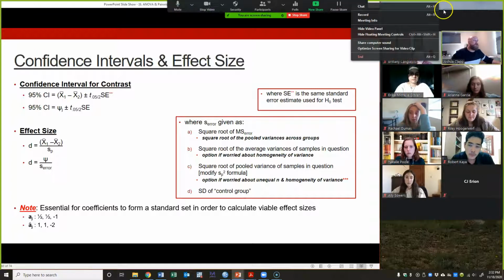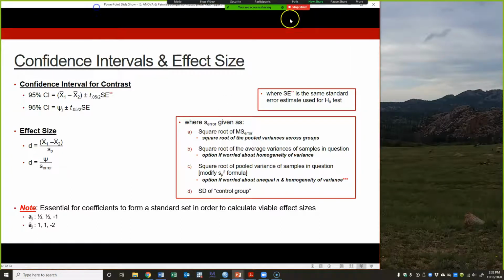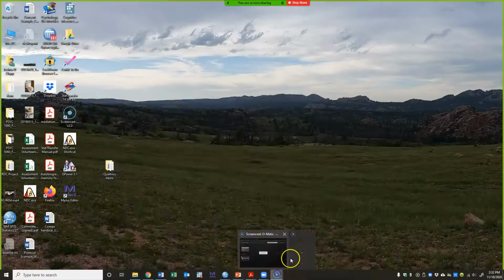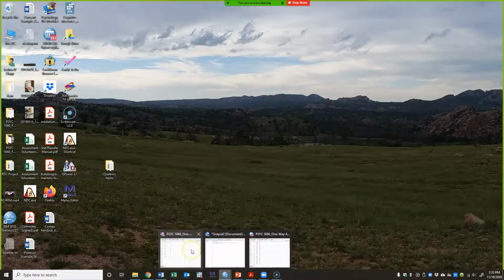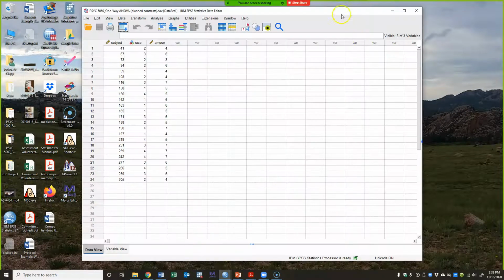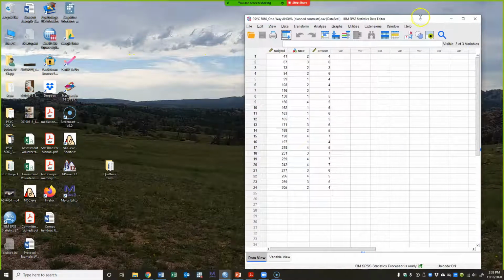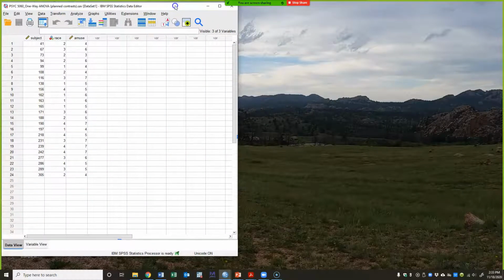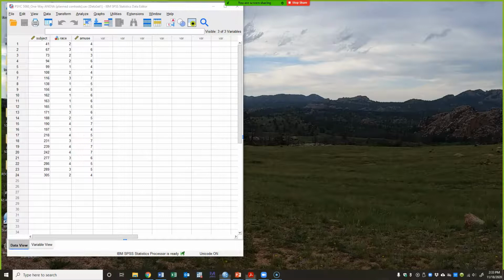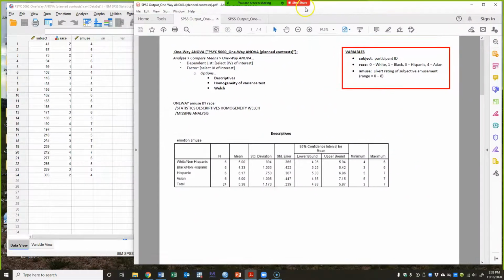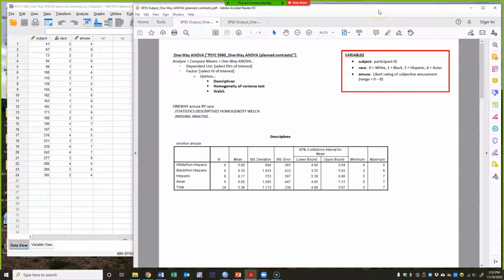Okay, cool. So let's do this. Let's go through and open up our set here. That's our one-way ANOVA, our planned contrast, and that's going to correspond to this handout here that we've got, the one-way ANOVA, the planned contrast.